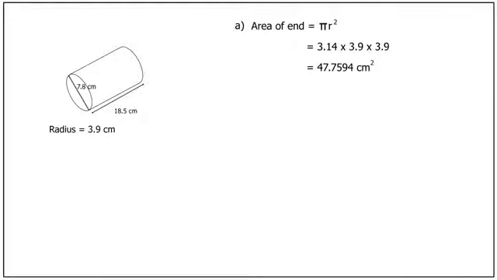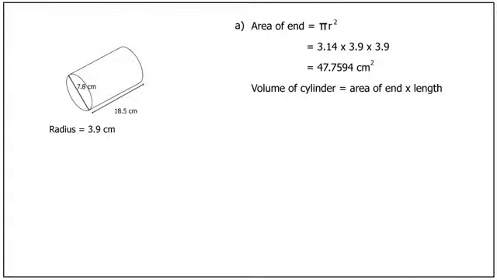So this gives us area of end equals 3.14 times 3.9 times 3.9, which is 47.7594 square centimetres. Notice I've used 3.14 for the value of pi. If you want to repeat this calculation and use your pi button on your calculator, you will of course find slightly different figures deep down in the decimals.